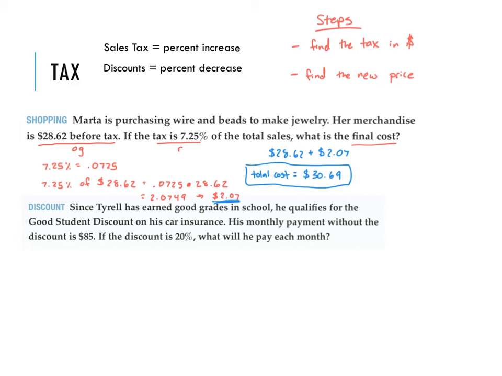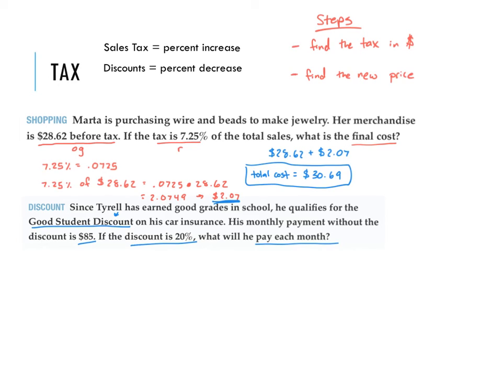In this problem, we have another situation. So Tyrell has earned good grades in school. He qualifies for a good student discount. Keyword being discount. His monthly payment without the discount is $85. The discount is 20%. How much does he pay each month?